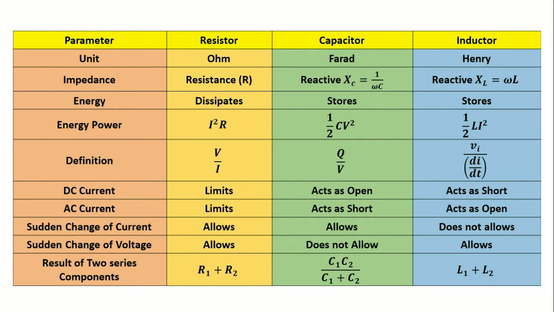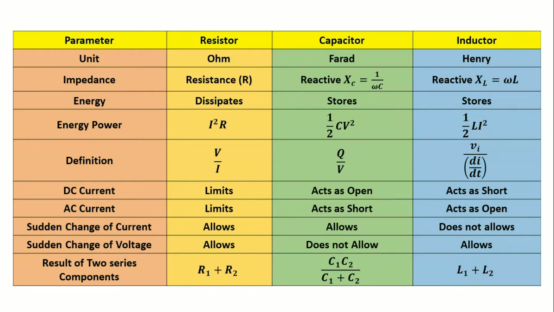So here is the table which gives the comparative characteristics of a resistor, inductor and capacitor. The first parameter is unit. For the resistor it is ohm. For capacitor it is farad. And for inductor it is Henry.